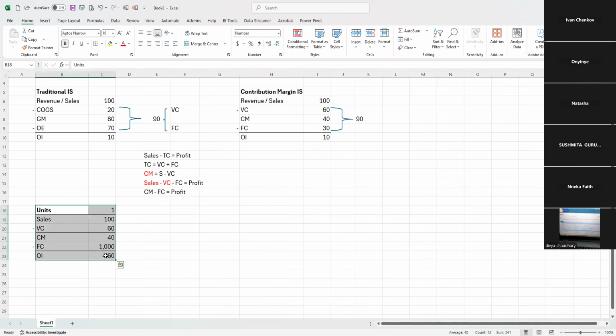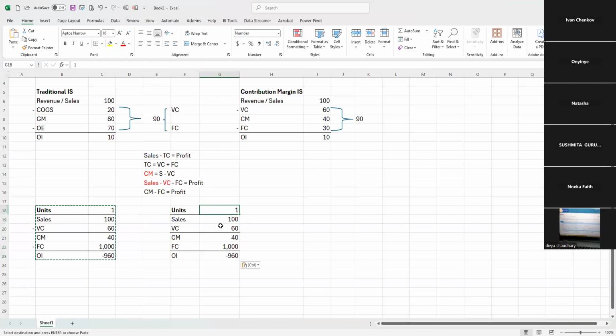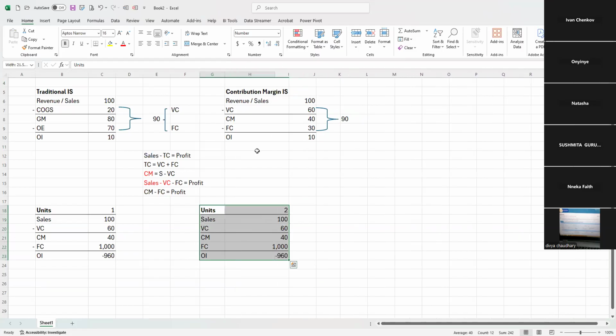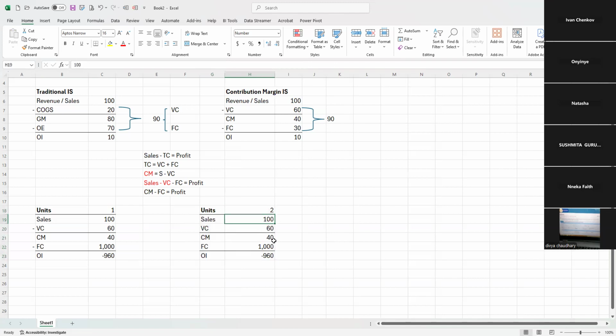So I'm going to copy this and paste it here. So now I'm selling 2 units. How much will be my sales? 200. So now my sales are 200. Makes sense? How did I get 200? 100 times volume, 2. Right? What's happened in reality with my sales? It doubled. My sales doubled.